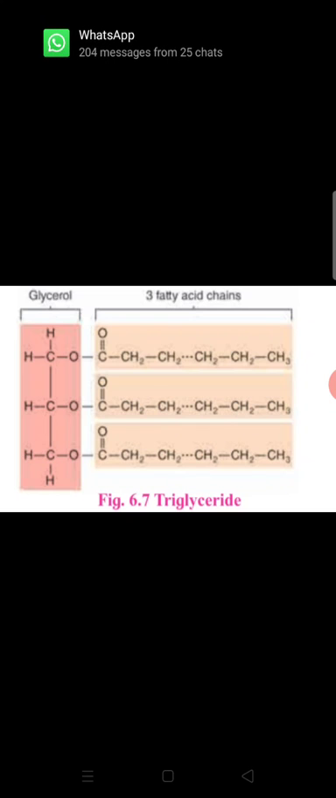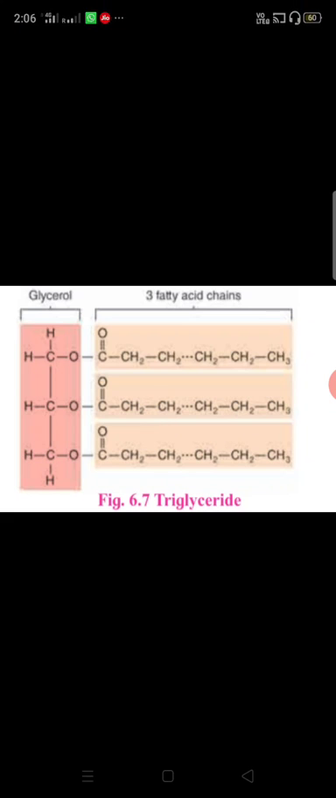Fats are also deposited in subcutaneous tissue in skin and act as insulator and minimize heat loss from the body. And if fats are deposited around internal organs, it acts as a mechanical shock absorber. Now we will see another example, wax. On the screen you are seeing wax in beehive. Wax is another example of simple lipid.